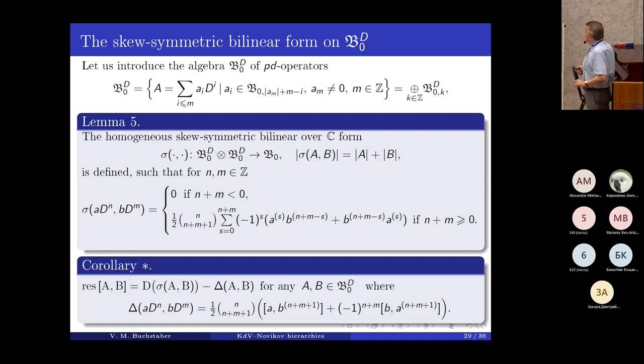It turns out we can construct skew symmetric bilinear form in the case of free associative algebra. But what's the difference? Before, when we consider residue of commutator, we obtain immediately d sigma ab. But now we obtain an additional term. Fortunately, this term we can describe in terms of commutator. It is exactly what was mentioned in the general approach of Mikhailov.